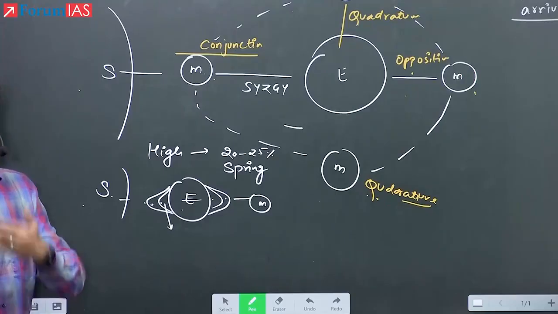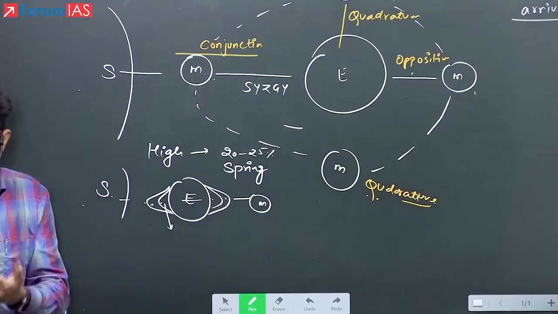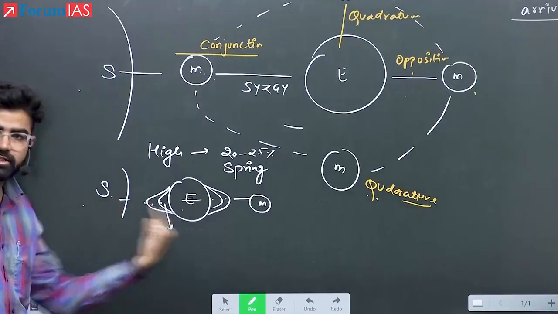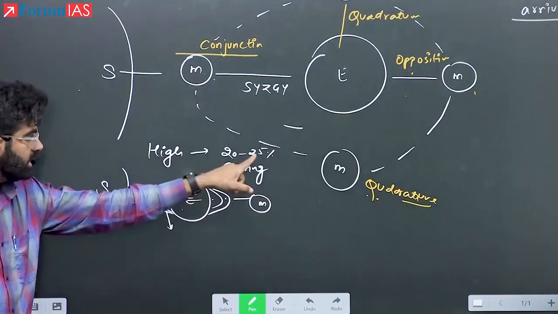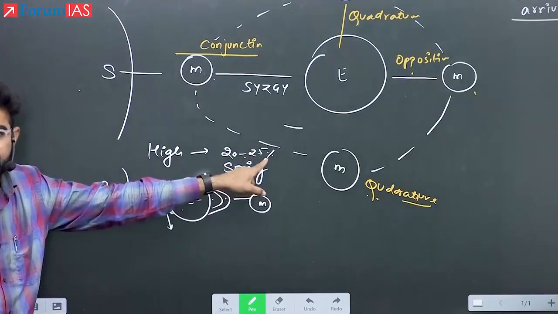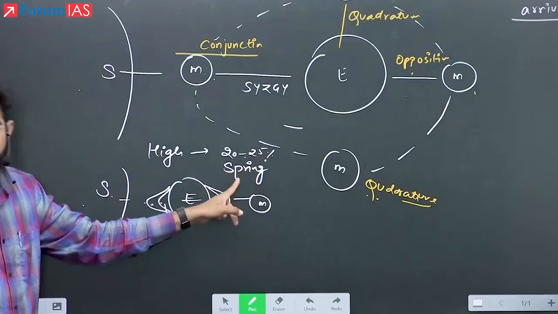Understood? So normally, if the high tide height in some area is 10 meters, then in this position, what is this position? Syzygy position, the height of the tide will increase by 20 to 25%. This is known as spring tides.